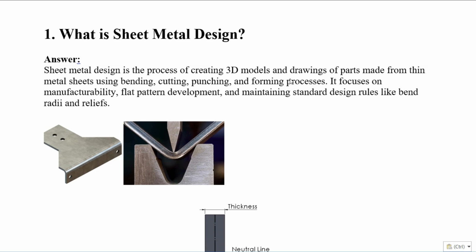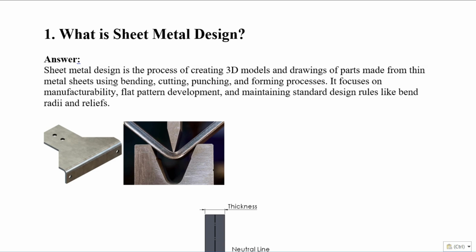So what is sheet metal design? Sheet metal design is the process of creating the 3D models and the drawing of the part made from the sheet metal using the bending, cutting, punching and forming operations. There are a number of bending operations and cutting operations. So these operations we use to create the final part from the thin sheet.